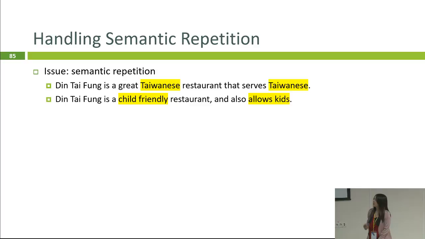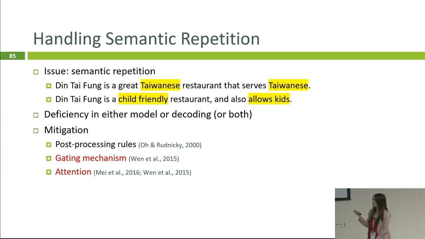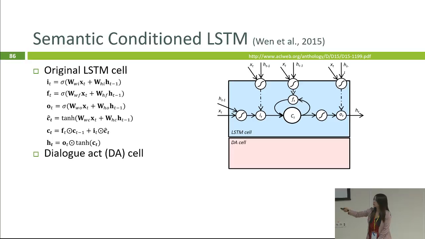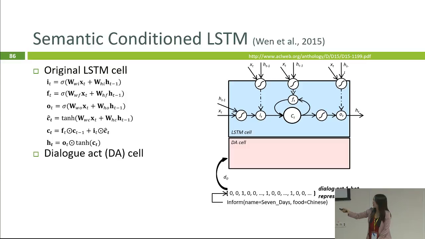The good way is to try to use a gating mechanism or attention. This is very popular research work. They just use the LSTM gate. They add another cell which is called the dialogue act cell. In this semantic vector, originally it indicates the information they want to inform, like the restaurant name and the restaurant type. So there are two ones here, corresponding to these two pieces of information.